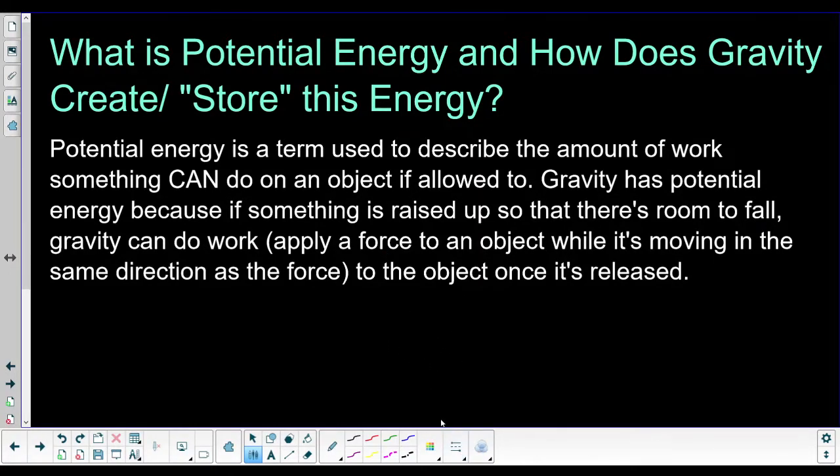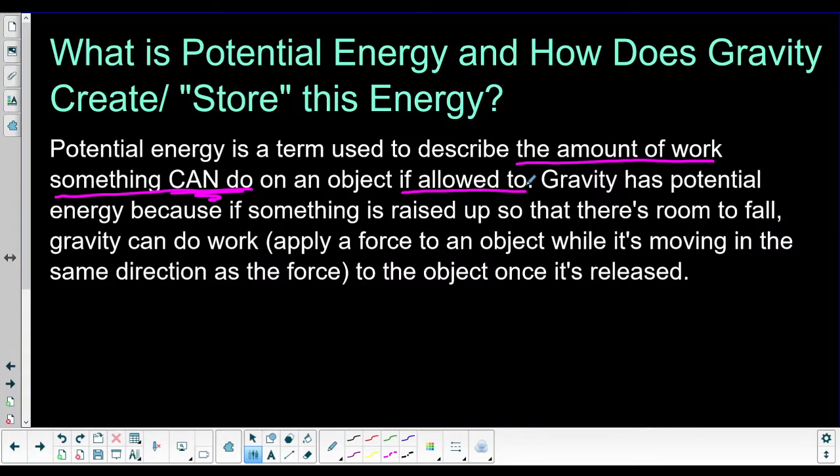Okay. All right. The potential energy is a term used to describe, here's the important part, this is what you want to remember: the amount of work something can do on an object if allowed to. So there's something about a situation where if I let it, there's a whole bunch of work, in the physics sense, as in force times displacement, that can be done to an object.